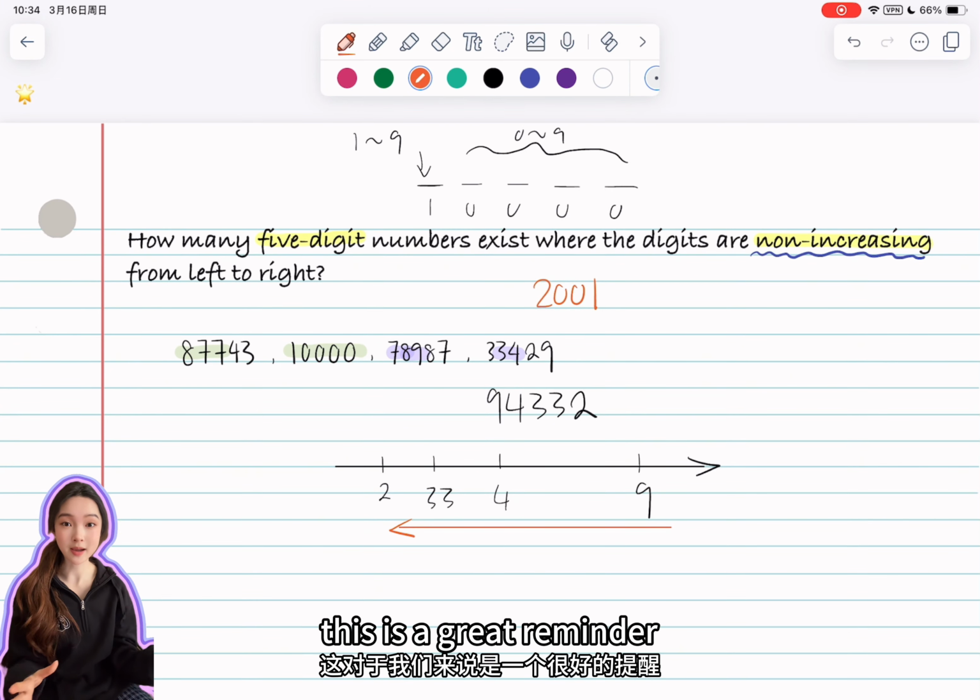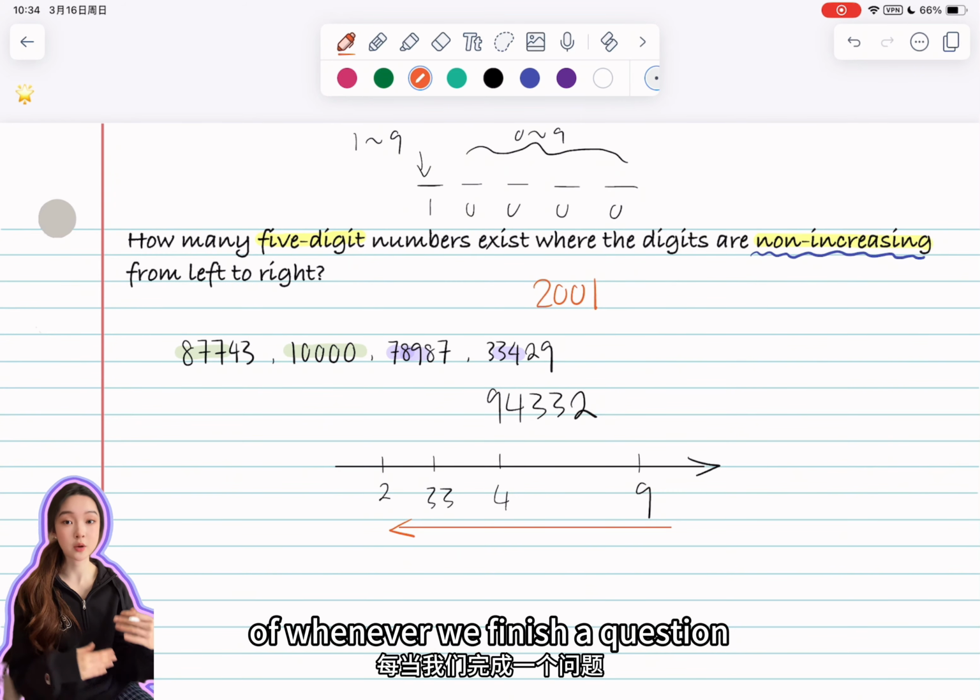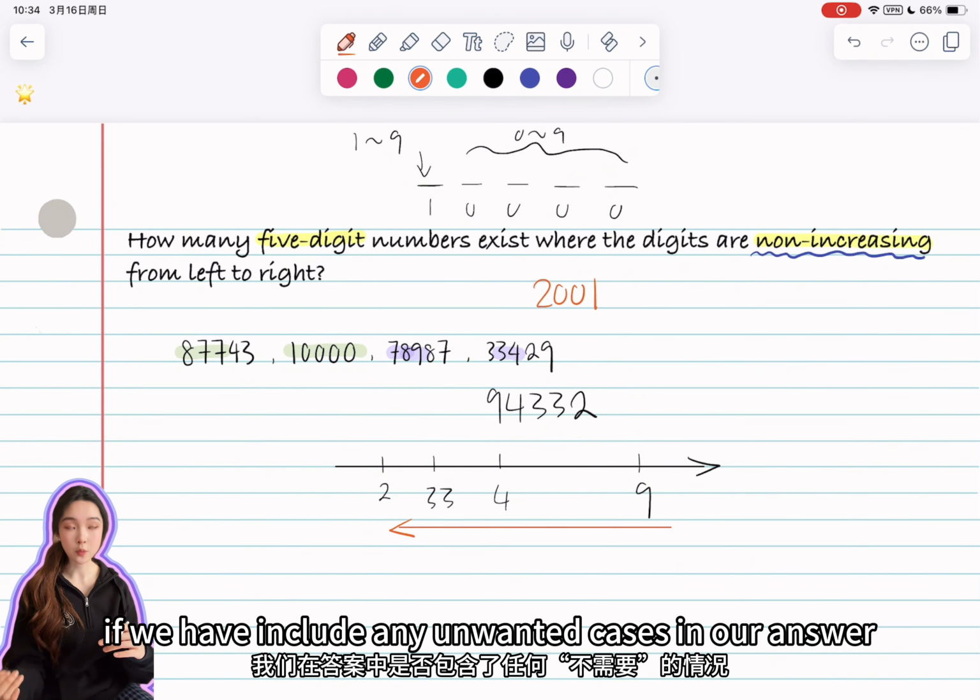This is a great reminder that whenever we finish a question, we need to check if we have included any unwanted cases in our answer.